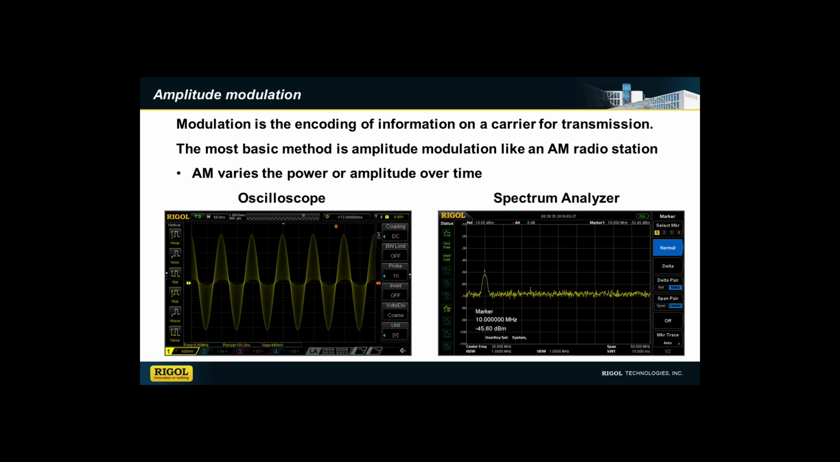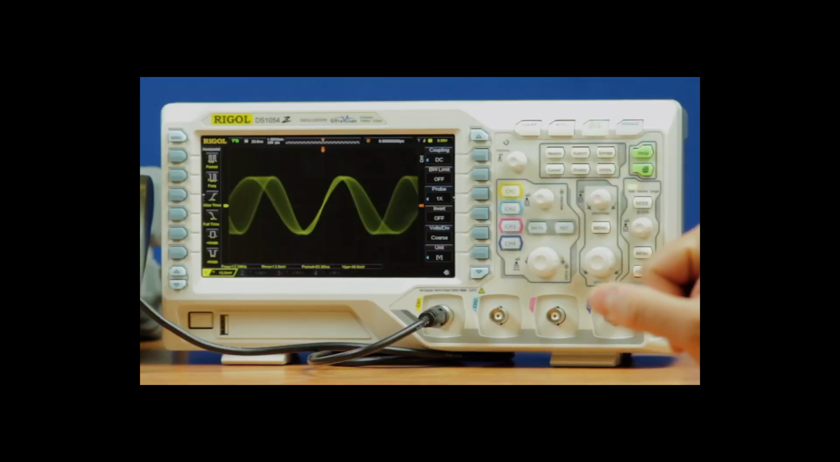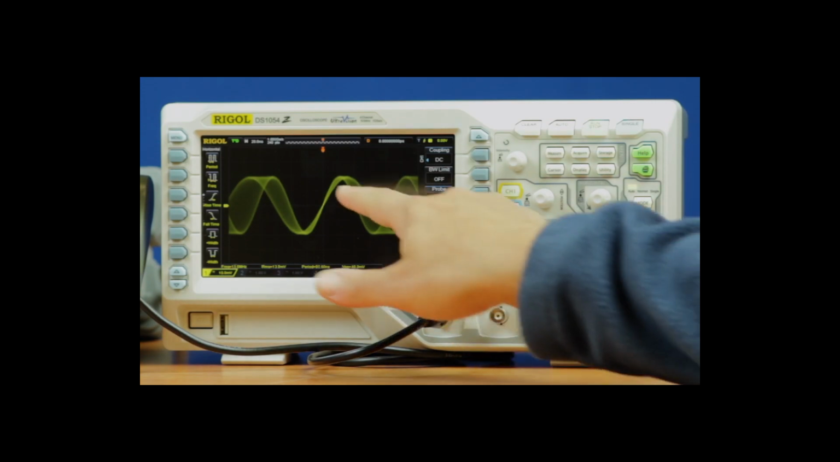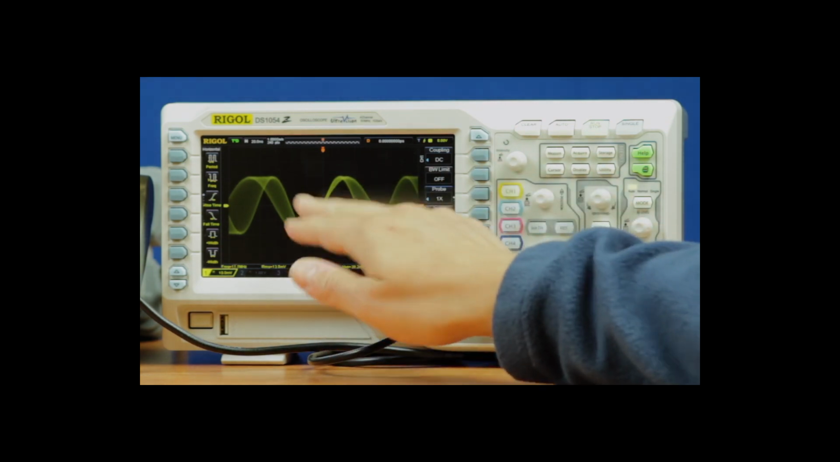Let's take a look at a different type of modulation, frequency modulation. Now I've set up the three instruments using the FM modulation setup files. Then I activated the output on the generator, and this is what we see. So on the scope, this is an interesting example of how you see the frequency is changing. That is, the time between peaks is changing. Because we're triggering in the center, that point is solid.